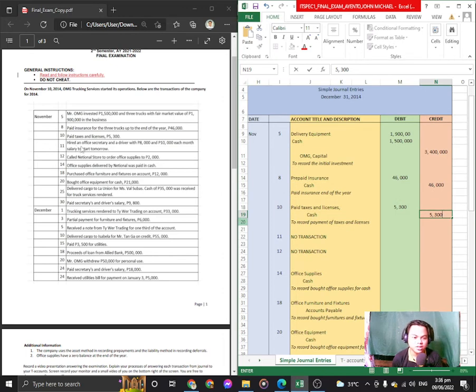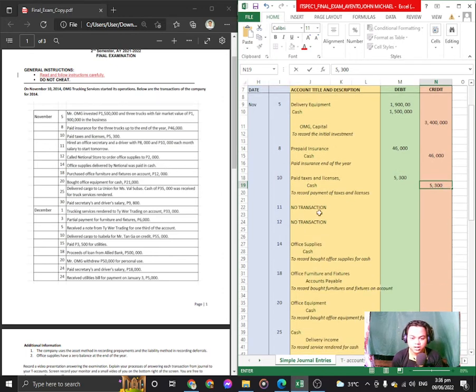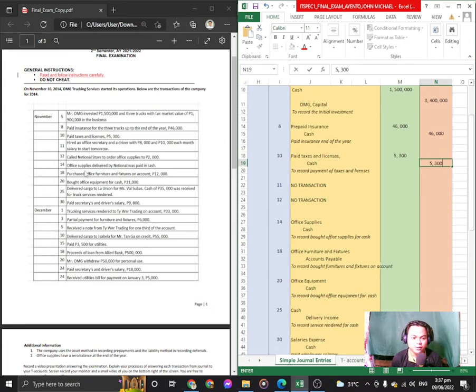For November 12 and 11, there are no transactions, so we're going to skip those. Since there is no transaction, there is no debit and credit, but the amount is noted here because we will use it later in the transactions. So we're going to jump to November 14.